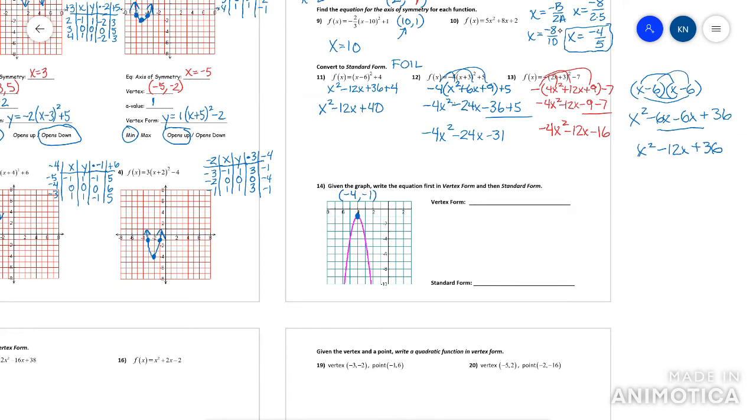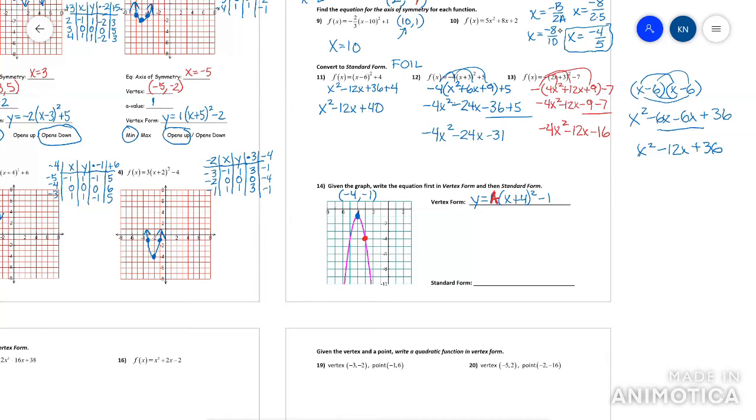So vertex form is going to look like y equals a(x plus 4) squared minus 1. Only problem is this letter a right here. You don't know what that is yet, so you have to go solve for it. And the way you do this is you use a coordinate. So like take this coordinate, for example.